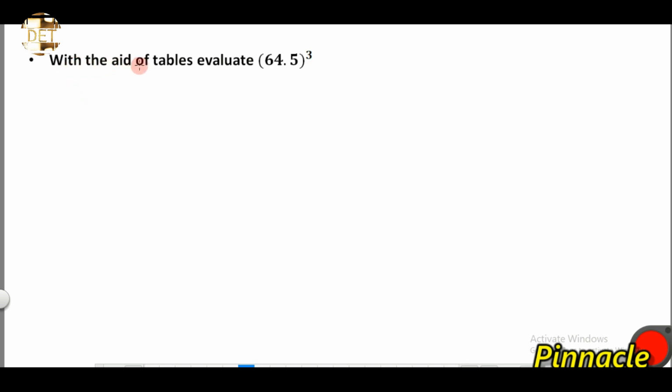So the question is, with the aid of tables, evaluate 64.5 raised to the power of 3. Just like we did in the first example, the first thing I will want to do here is to draw out a table with 2 columns. On the first side of the column is my number, while on the second side is my log value. So the number that I have here is 64.5 raised to the power of 3.